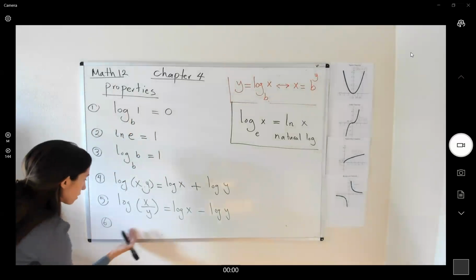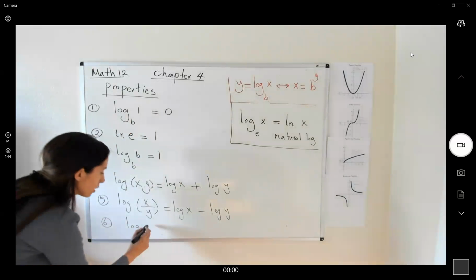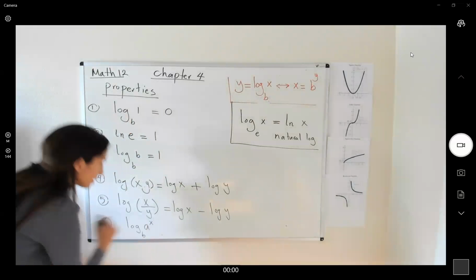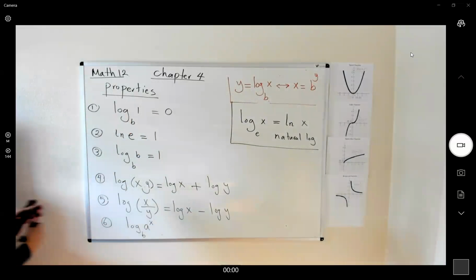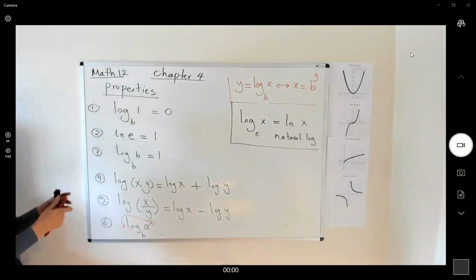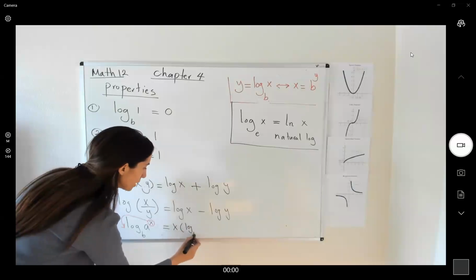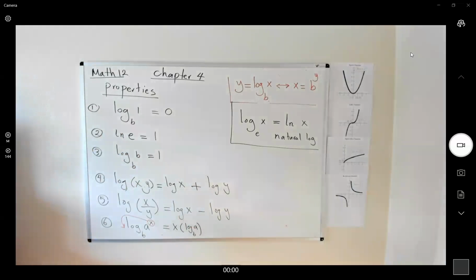The sixth property is if you have log with base b of an exponential function like a to the x, then you can take the exponent and write it in front of the log. This is equal to x times log with base b of a. So let's go over some examples.